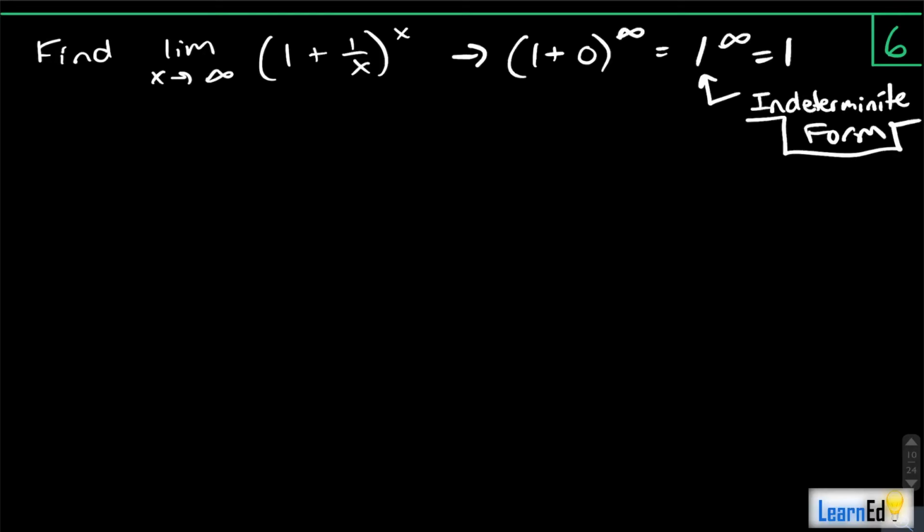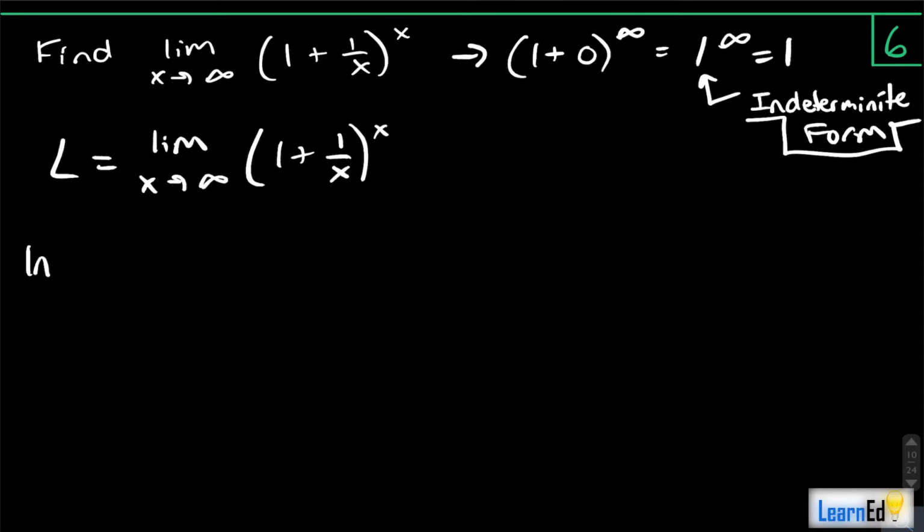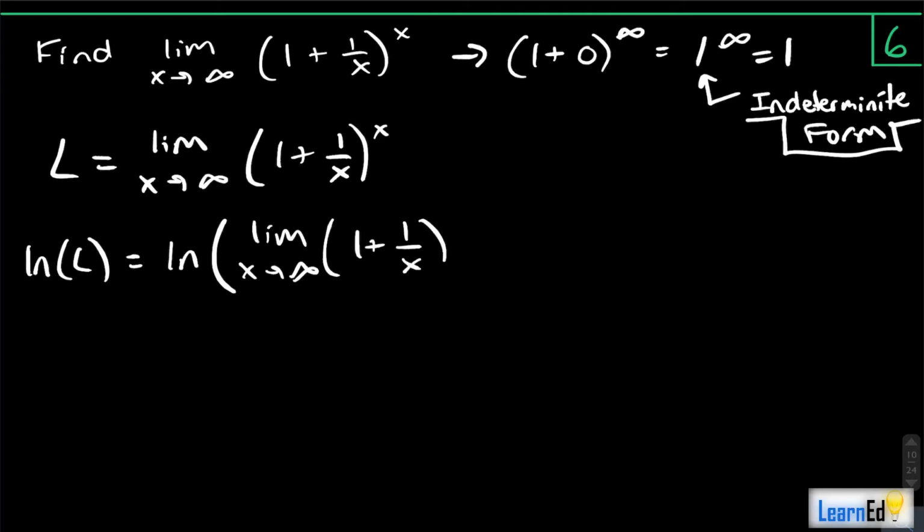So we want to use L'Hopital's rule, but we would have to end up making this a fraction, right? Let's say that L equals the limit as x approaches infinity of (1 + 1/x)^x. So now I can take a natural log of both sides and take the natural log of this limit. The reason I'm taking a natural log of both sides is to handle that power, that exponent x. If we get rid of that, this problem becomes a lot easier.